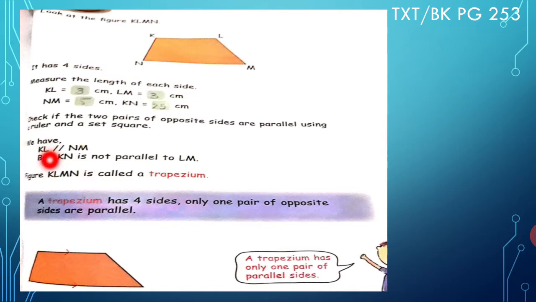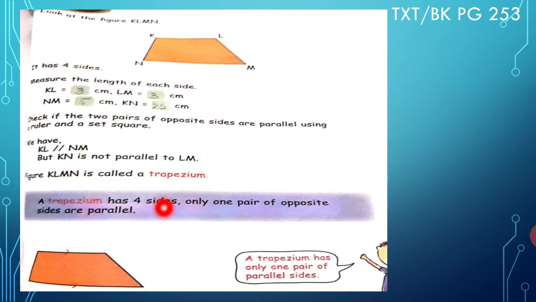After measuring, we came to know that KL is parallel to NM, but KN is not parallel to LM, as it is very obvious that KN is not parallel to LM. Figure KLMN is a trapezium. So such a kind of figure is considered to be a trapezium.